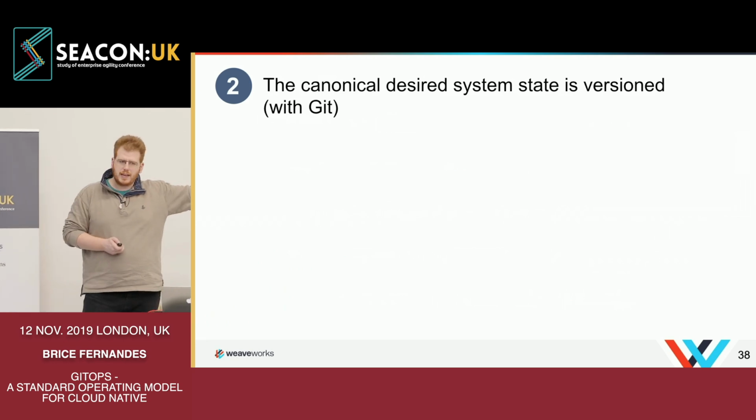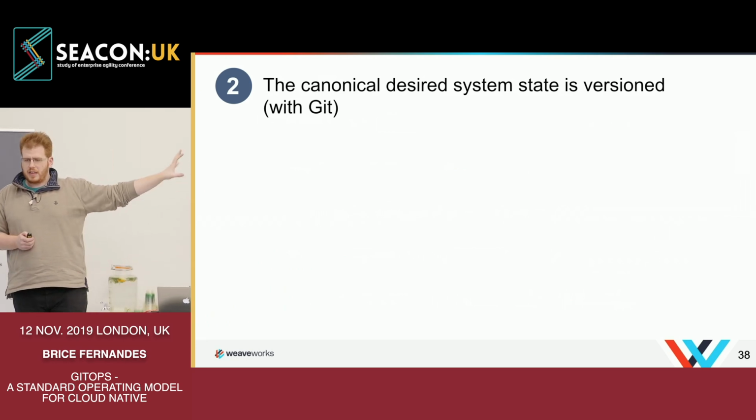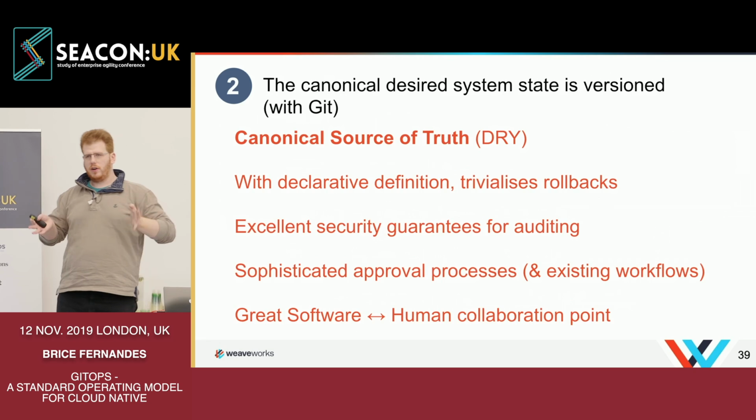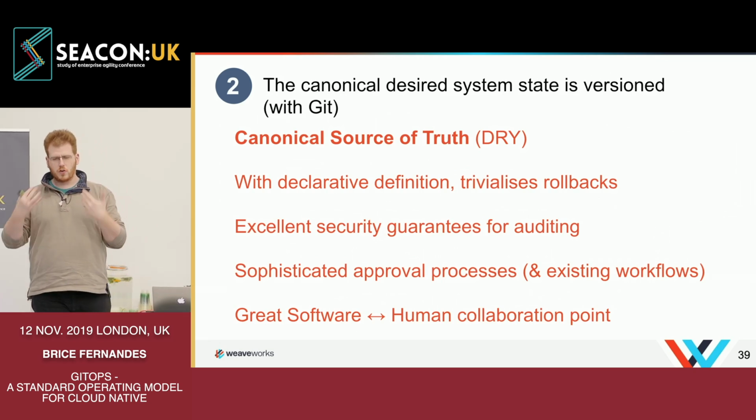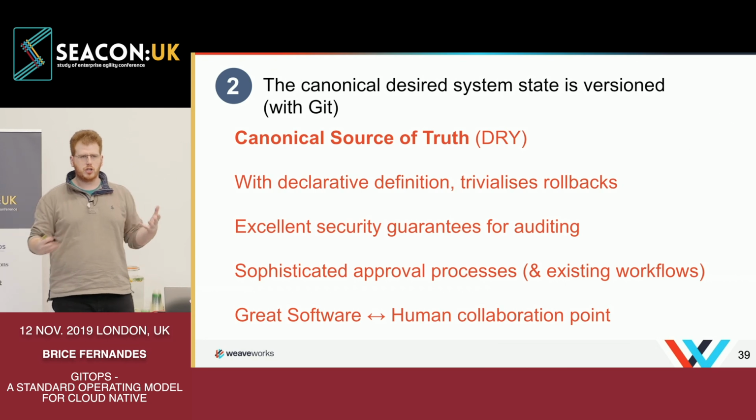Everything is versioned in Git, right? Everything is in Git. Everything is versioned. That way you have a canonical source of truth. Don't repeat yourself, right? It's a principle of software development. You're applying that principle to knowledge about your infrastructure.